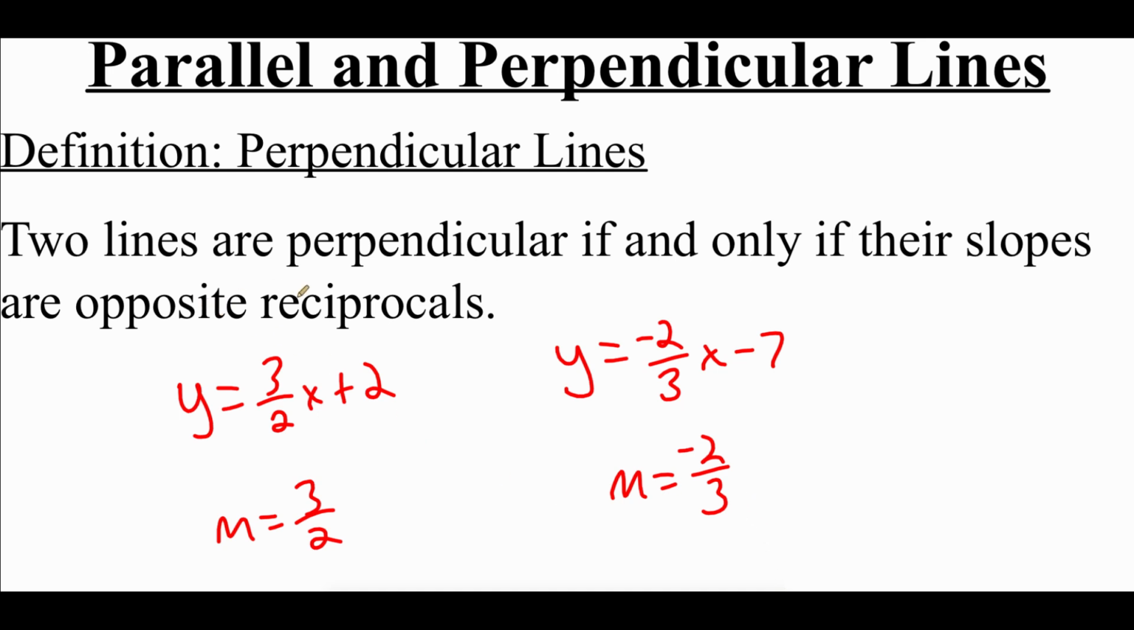The whole opposite reciprocal thing, well, reciprocal means that the fractions are flipped over. So if we look at the first fraction, the 3 is on top and the 2 is on bottom. If we look at our second fraction, it's flipped over. The 2 is on top and the 3 is on bottom. So they are reciprocals of each other. They also need to be opposites, meaning that one of them is positive and one of them is negative. So our first slope is positive 3/2, and our second slope is negative 2/3. So they are, in fact, opposite reciprocals of each other.